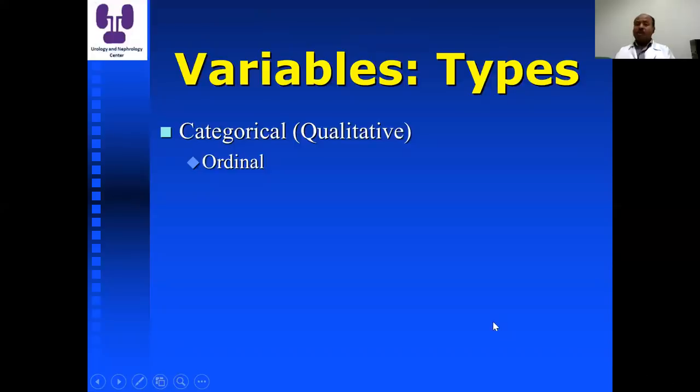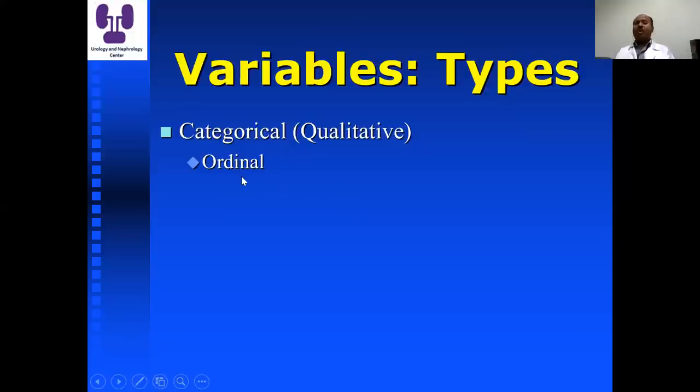In this semester, we discussed variables, and the variables may be categorical or qualitative. So the meaning of categorical is quality. And the categorical may be ordinal. An example of categorical is gender, male or female. Diabetic, non-diabetic, category. Hypertension, yes or no. Hypertensive, normotensive, category. Diseased, healthy, category. Living, dead, category. So all these are categorical.